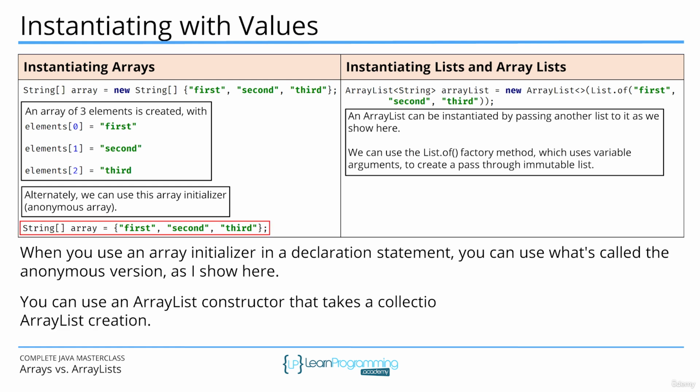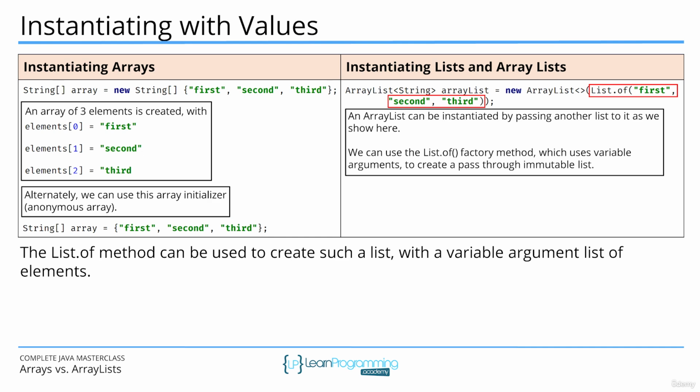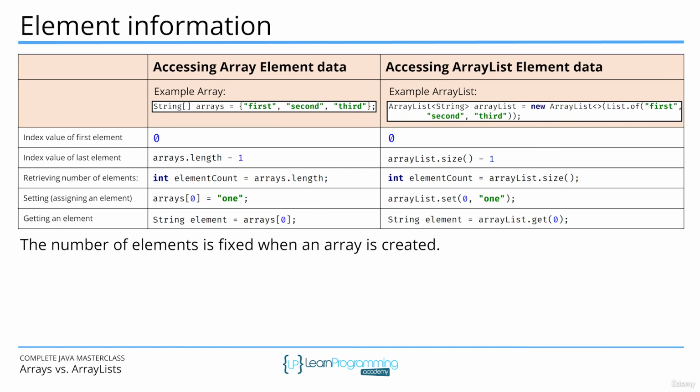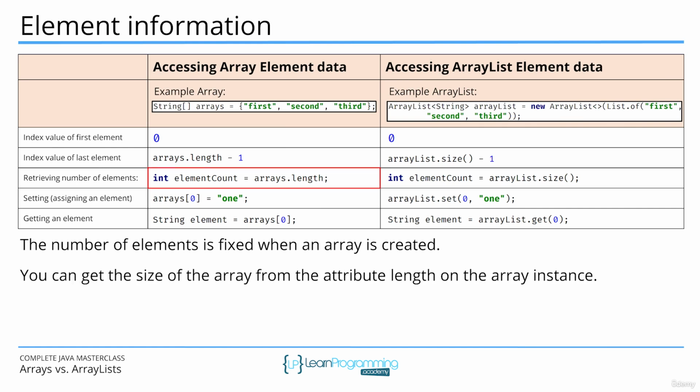show here. You can use an array list constructor that takes a collection or a list of values during array list creation. The List.of method can be used to create such a list with a variable argument list of elements. The number of elements is fixed when an array is created. You can get the size of the array from the attribute length on the array instance.